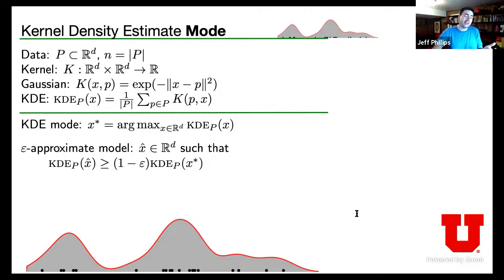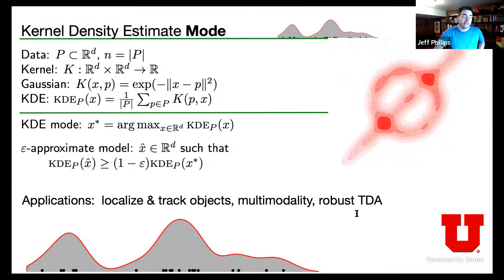Calculating the mode exactly seems pretty hard. It would be a challenging numerical problem. So we're going to do an approximate finding of the mode. We want to find a point x hat which has function value within a 1 minus epsilon factor of the maximum, for some small error parameter epsilon. This will be the goal of the talk: how efficiently can we do this? This has direct applications in localizing and tracking objects, outlier detection, determining multimodality, and robust TDA, where this is an operation that actually has to be performed.